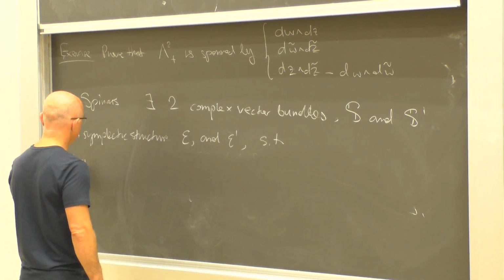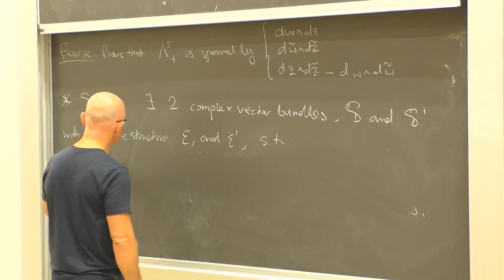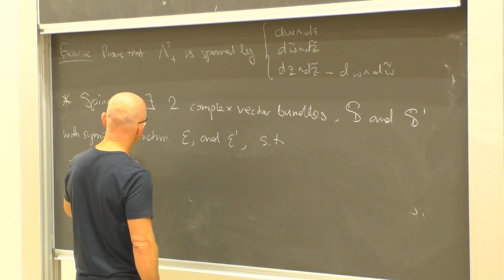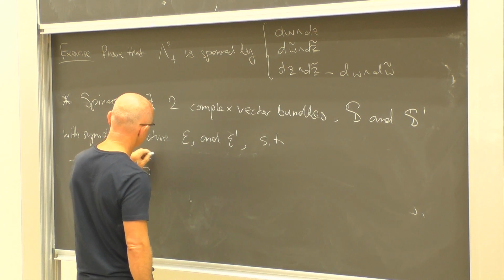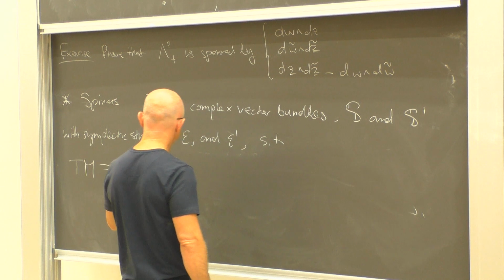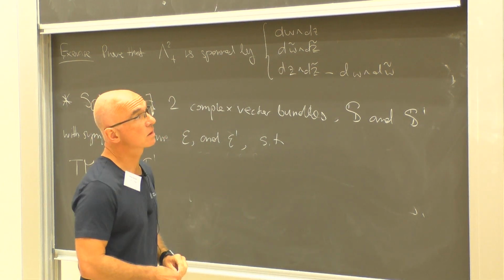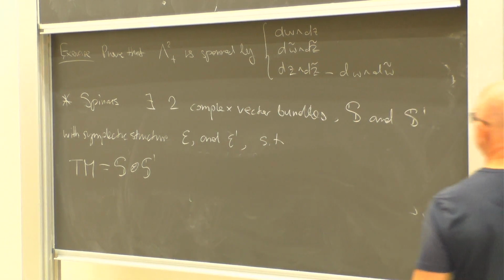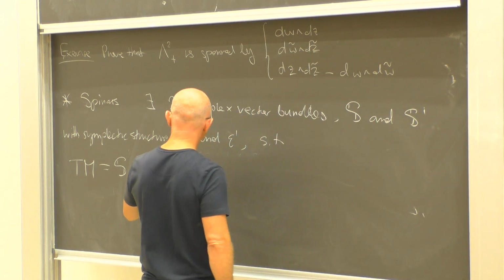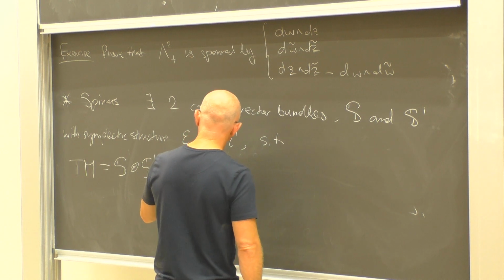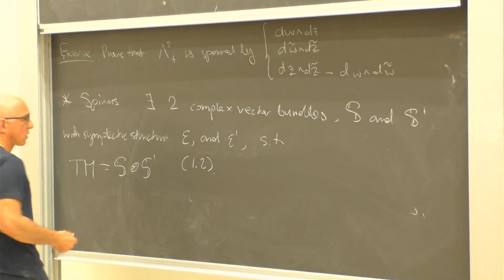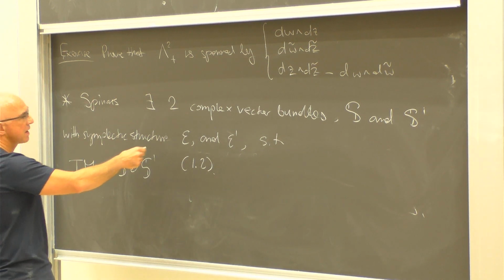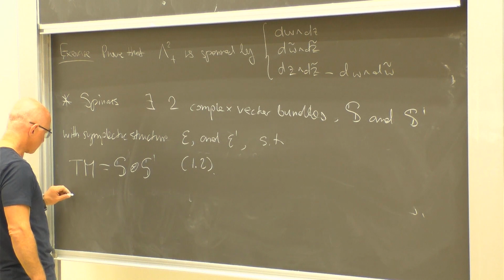the tangent bundle to this complexified Minkowski space is a tensor product of these bundles. That'll be 1.2. And there is a compatibility between the metric on Minkowski space and the symplectic forms.